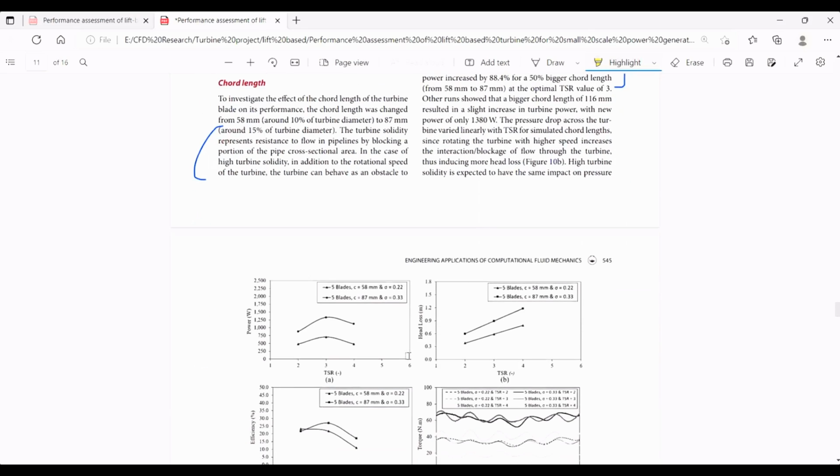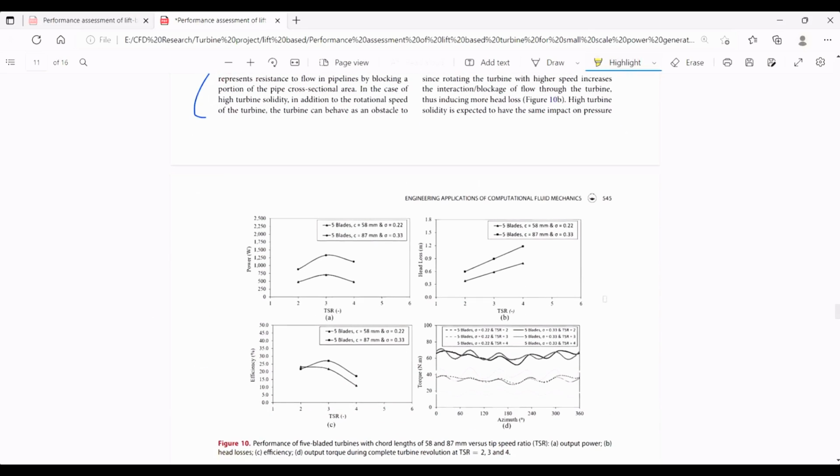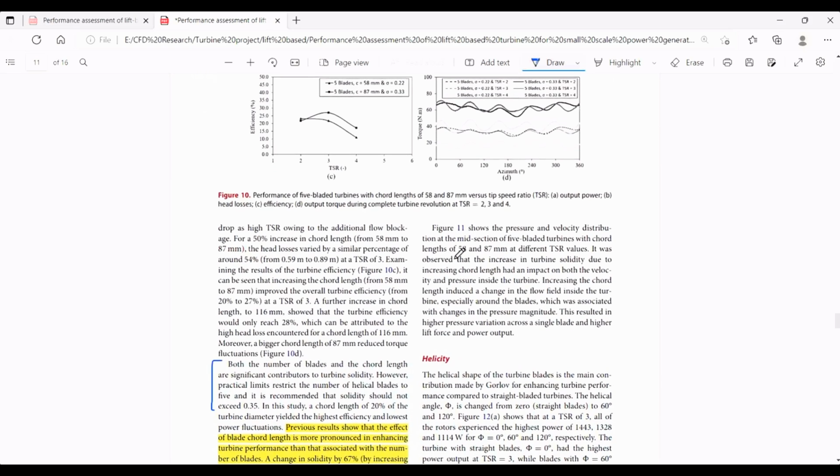And these graphs show the turbine performance parameters with changing chord lengths. For the study, as explained earlier, he has chosen chord lengths of 58 mm and 87 mm. And here we can see that the power improves with increase in chord length. The efficiency also improves, the torque gets more uniform, and as in the case of the number of blades, the head loss increases with the increase in chord length of the turbine blades.